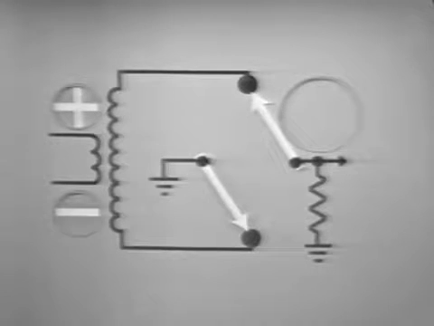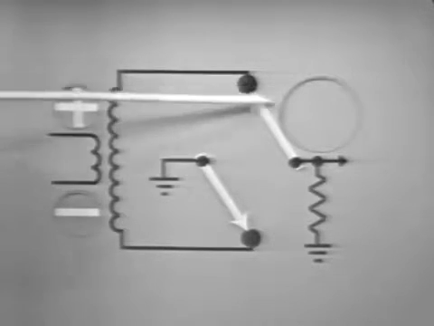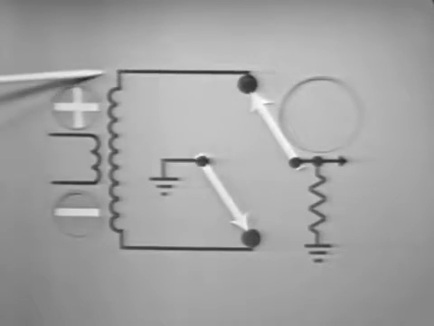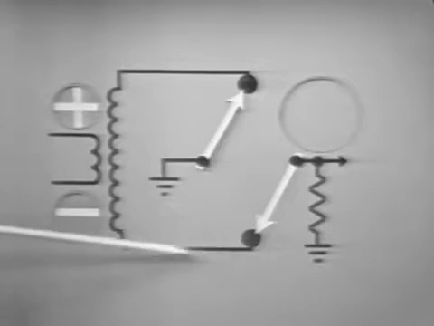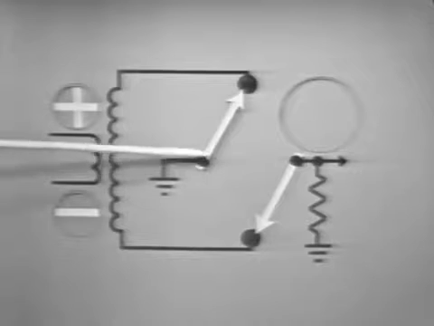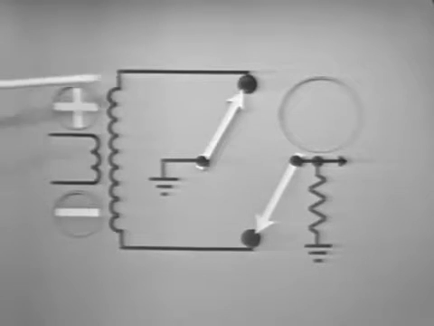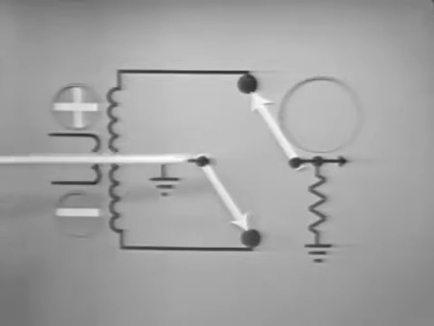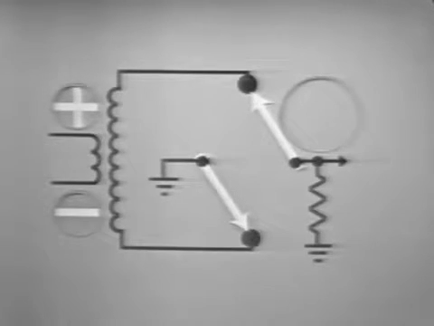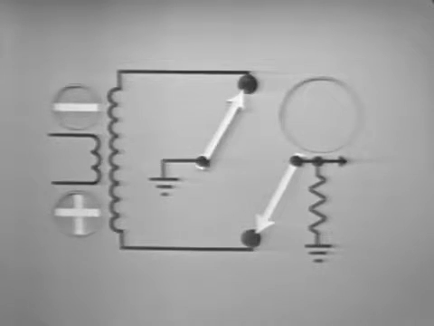Actually, there are 2 switching actions that occur on each alternation of the input. This switch changes the load connections from the top of the secondary to the bottom of the secondary. And this switch connects the ground to the other end. As you can see, they work together. When the load is switched to the top of the secondary, the ground is switched to the bottom of the secondary.